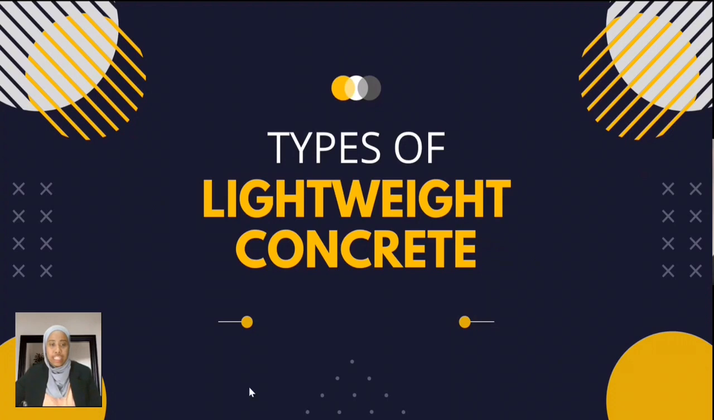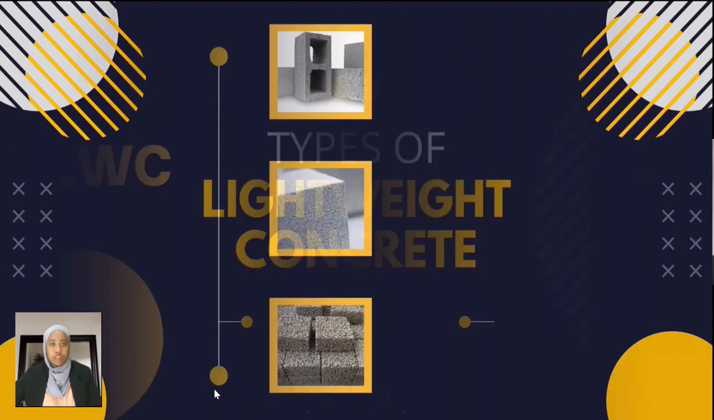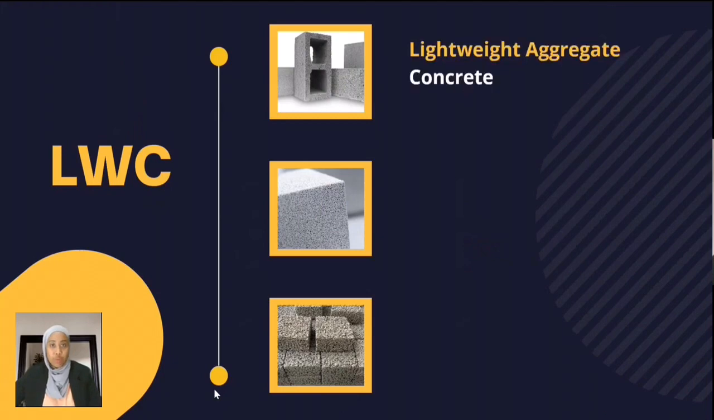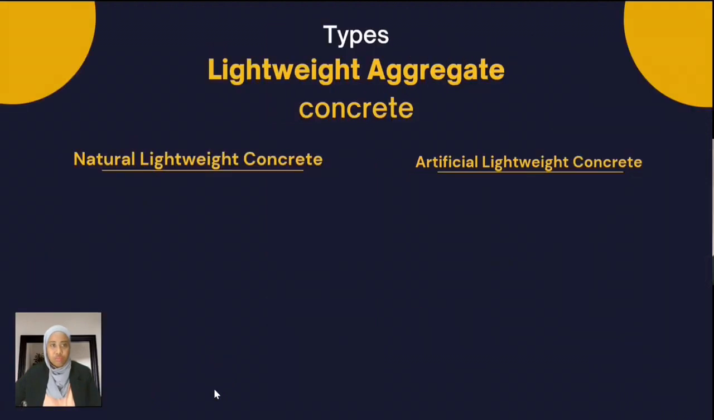Types of lightweight concrete. There are three types of lightweight concrete. One is lightweight aggregate concrete, two is aerated concrete, and three is no-fines concrete. Lightweight aggregate concrete has two types, which are natural lightweight aggregate concrete and artificial lightweight aggregate concrete.